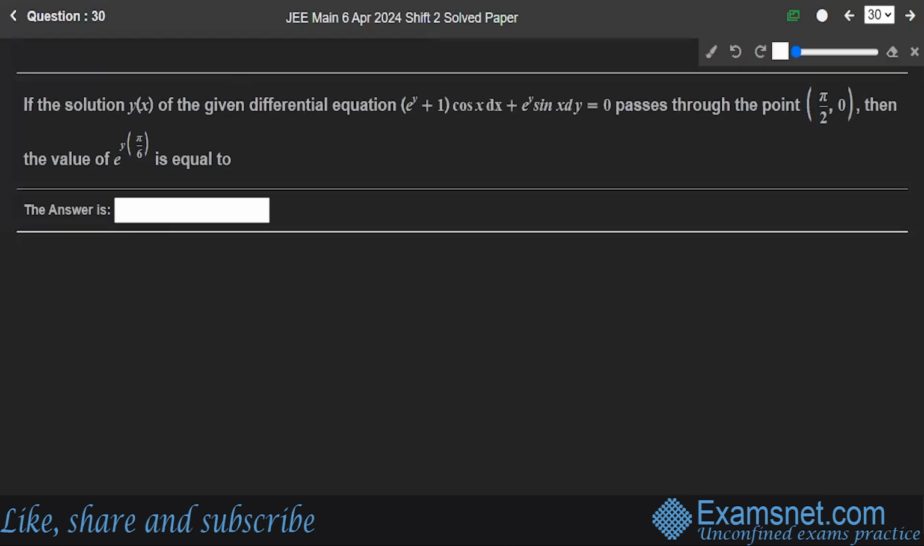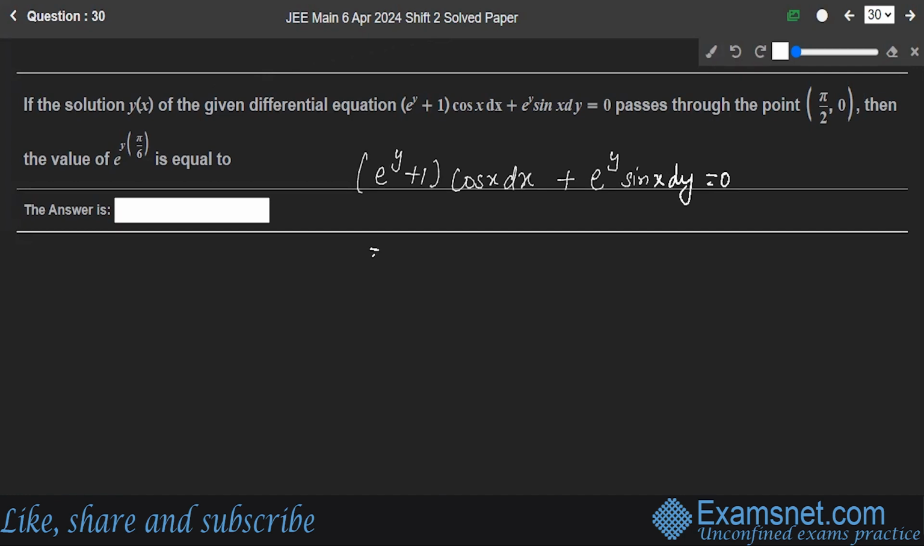Question number 30. This is the last question of this paper. It says, if the solution y(x) of the differential equation passes through pi by 2 comma 0, then the value of this expression is equal to. So you have the equation e power y plus 1 cos x dx plus e power y sin x dy is equal to 0.